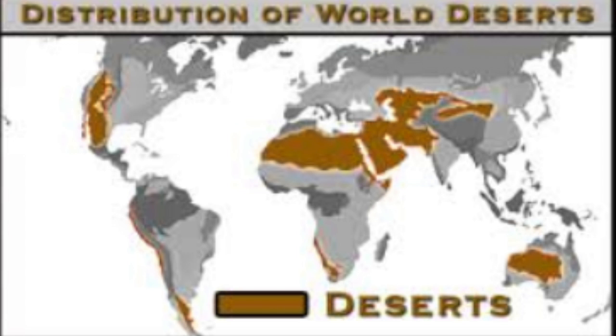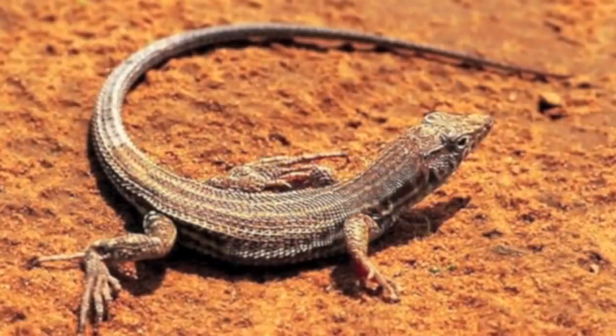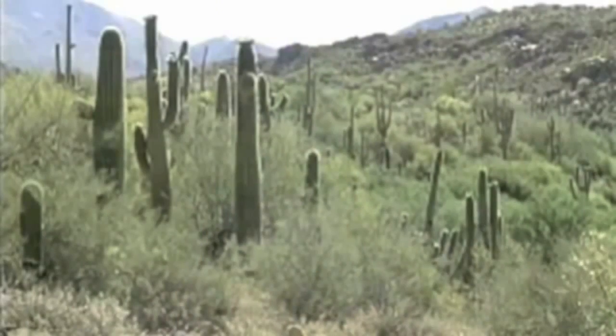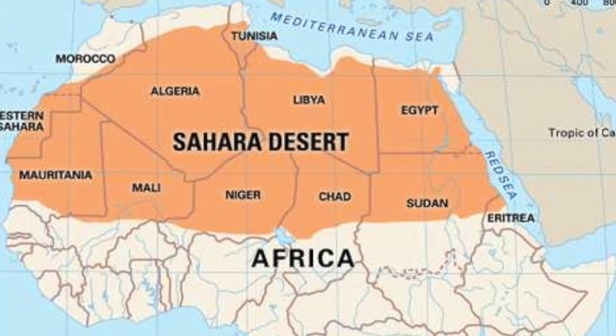The desert biome is located in many areas around the world, especially those such as Africa, Australia, and parts of Europe, and is home to various plants and animals that have learned to adapt to the climate of this biome. This video focuses on a desert within Africa known as the Sahara.